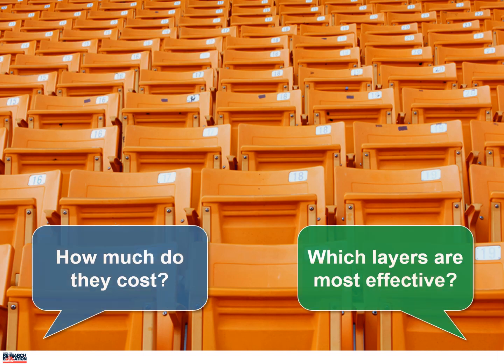All of this leads us to the real question: how much is enough? We can probably agree that a sports arena seating 50,000 fans needs a higher level of protection than a remote unoccupied telephone switching station. But how much more? How much do they cost? And which layers are most effective?